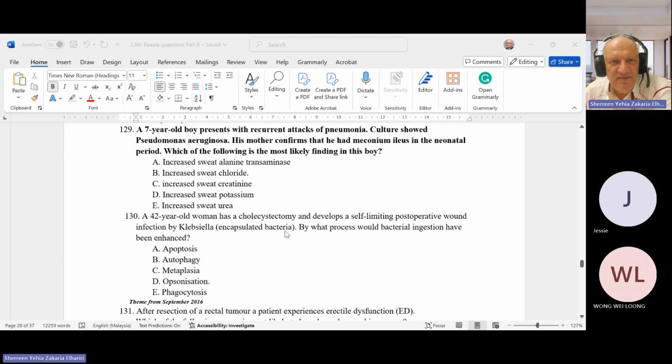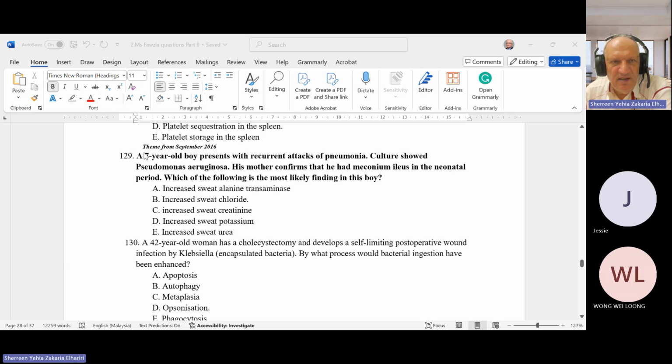Second question, and it's very common. A 5-year-old boy presented with recurrent attacks of pneumonia. Culture shows Pseudomonas aeruginosa. His mother confirms that he had meconium ileus in the neonatal period. Which of the following is the most likely finding in the body? So anyone know what is this disease? What does this patient have? Cystic fibrosis. Cystic fibrosis or mucoviscidosis.